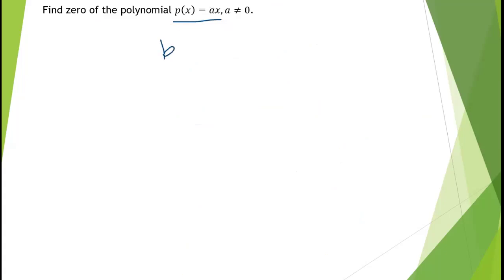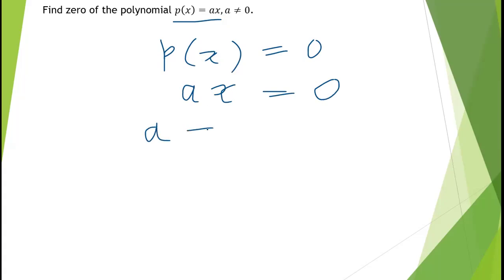So if we put p(x) equal to 0, this implies ax equal to 0, as we have p(x) equal to ax here. Now this implies a equal to 0 or x equal to 0.